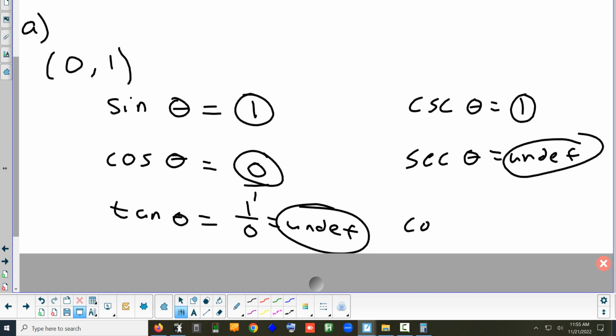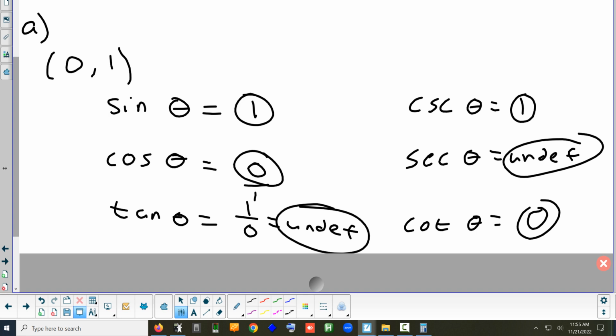And how about the cotangent? What's 0 divided by 1? 0. So when you flip 0, you get undefined. When you flip undefined, you get 0. That's the only one that's a little weird.